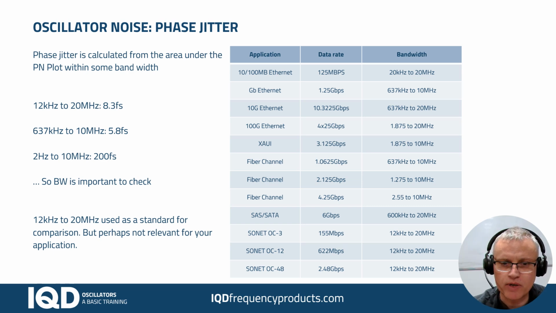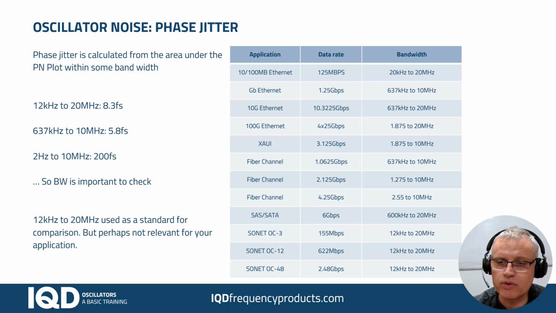But why 12 kilohertz to 20 megahertz, you might ask? Well, I had a little look on the internet and I found this information, and it tells me that 12 kilohertz to 20 megahertz in fact came from the original Sonet optical fiber specs, and they were quite a long time ago when they were introduced. And you can see that the other integration bandwidths that I quoted there have come from other applications.